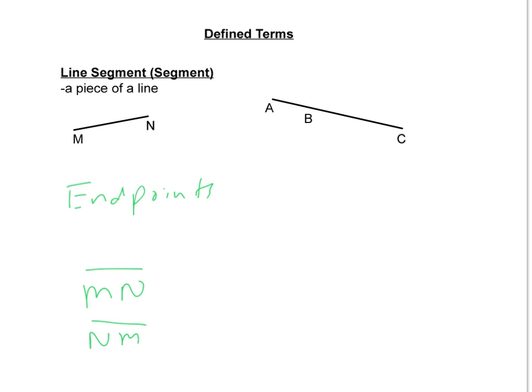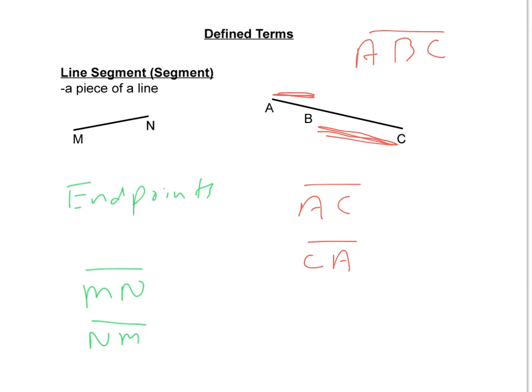So I'm going to write this as segment AC, or I could call it segment CA, but I could not call it segment AB. Segment AB would just be this segment right here. I could not call it BC. BC would be just this segment right here, and I certainly would not call it segment ABC. We name a segment with just 2 points, not 3.